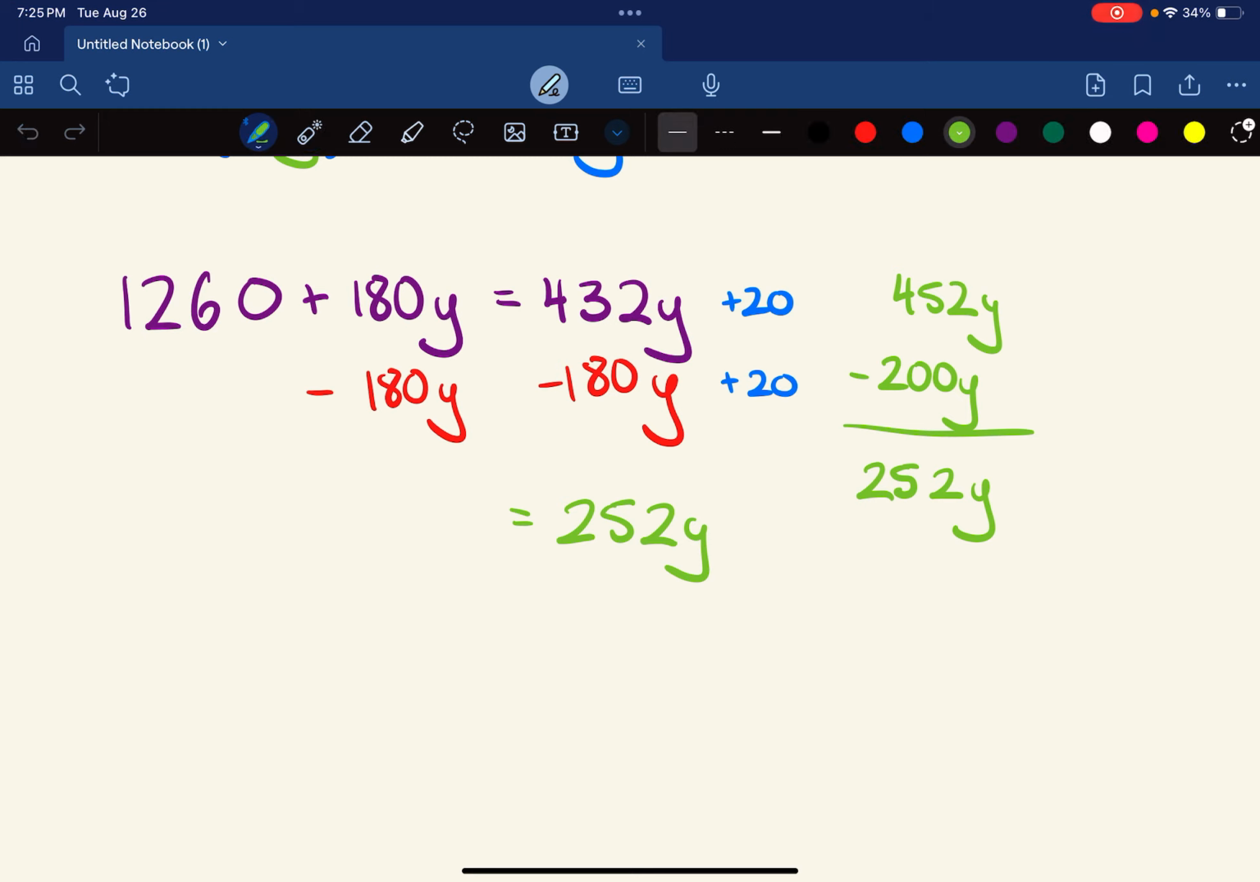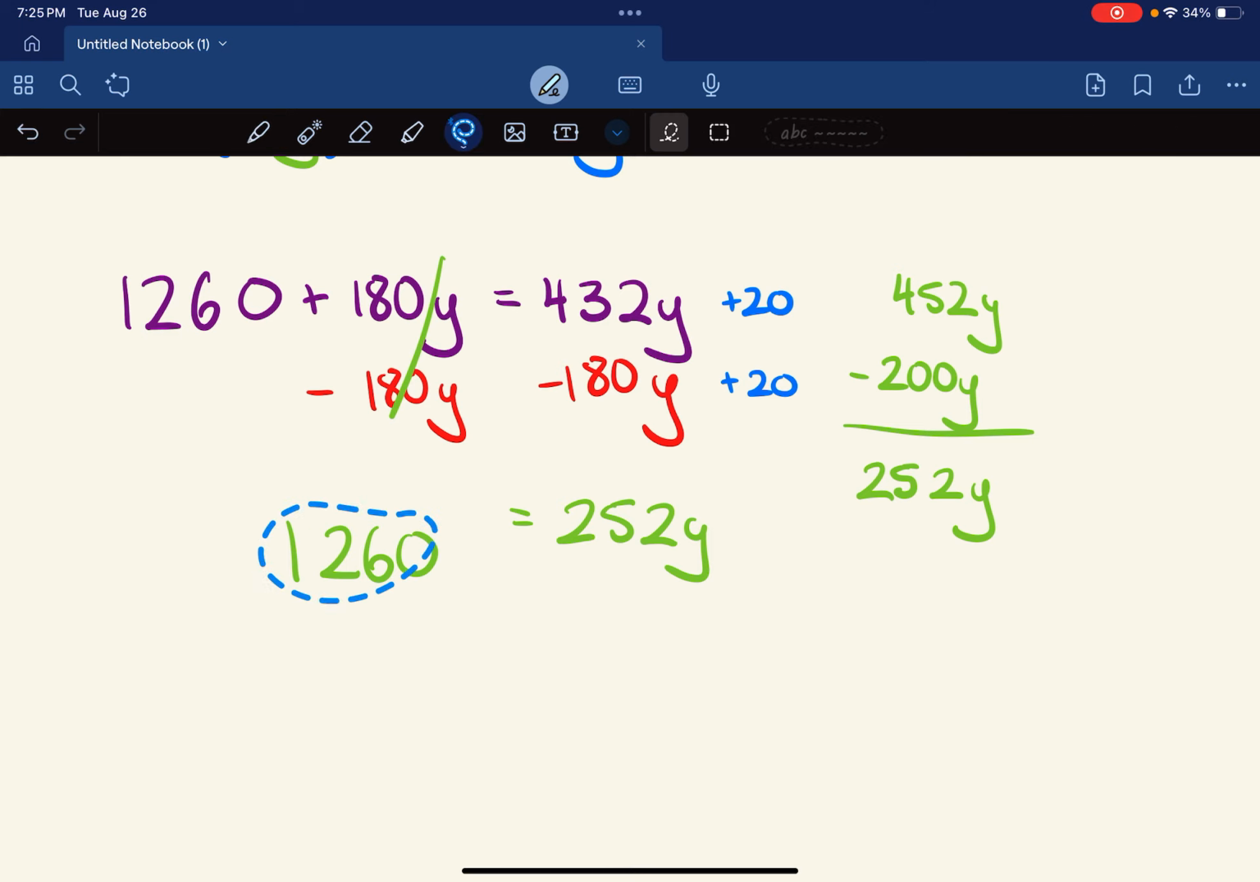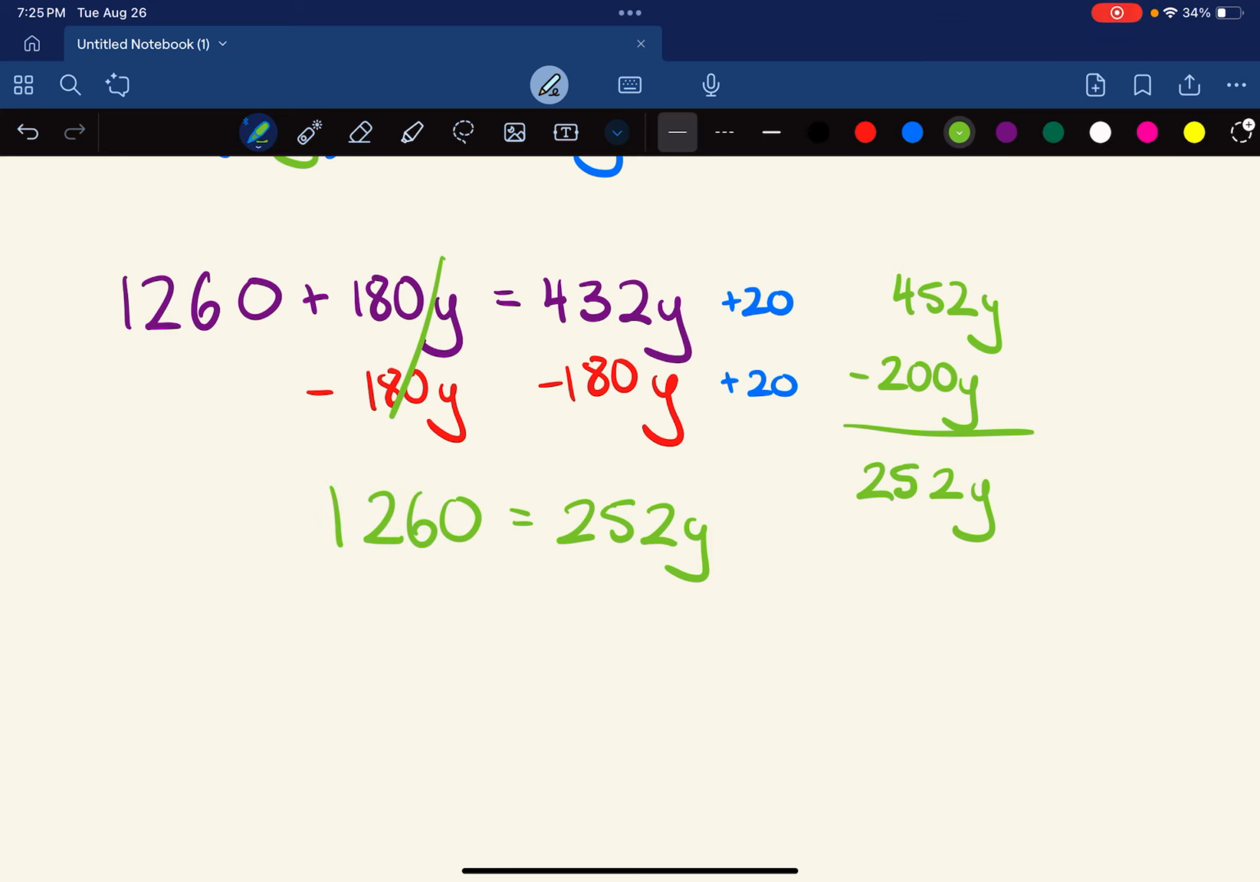All right, and this is going to be equal to, well, these guys canceled out, right? So I'm just left with 1,260. And from here, what's left to do? Well, that doesn't really line up there, does it? Okay, what's left to do is to just get rid of our 252 by dividing both sides by 252. So divide by 252, divide by 252.